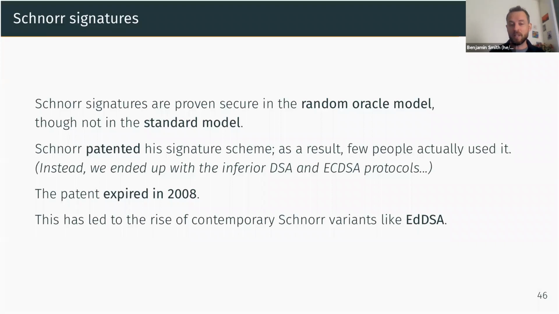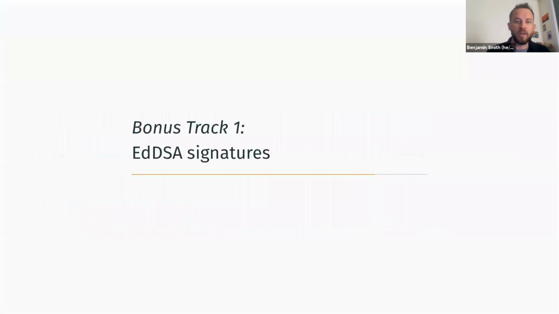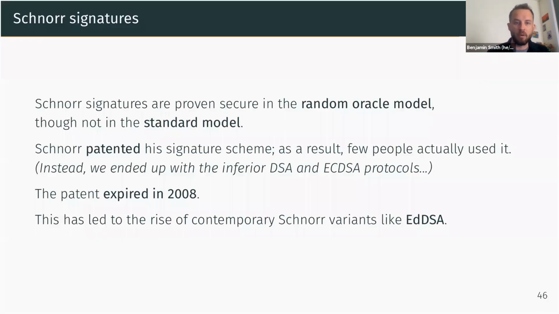And so basically all curve-based signatures that have been derived in the last few years have been Schnorr variants like EdDSA. EdDSA, there's a bonus track full of this, which explains exactly how it works. There's also one on ECDSA if you want to see the difference between this and EdDSA and pure Schnorr signatures.